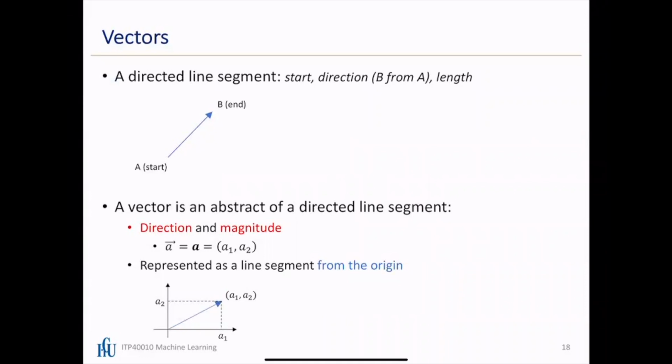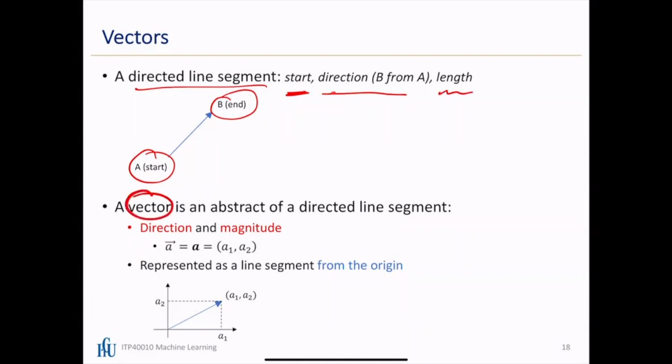And to understand what a vector is, let's start from a directed line segment. Let's suppose you have a line segment starting from a point and going to another point. So starting from A, it goes to B. In order to represent everything that I just mentioned, you need to know where it starts, you need to know the direction, so the location of B from A, and you need to know the length of that line segment.